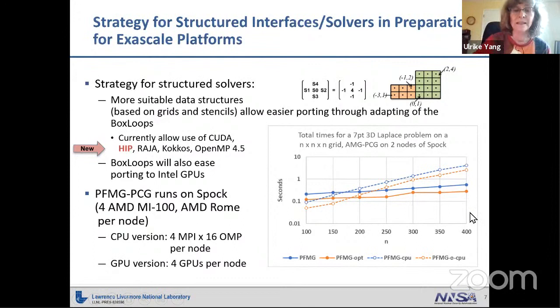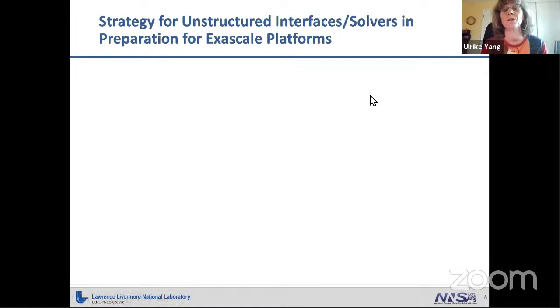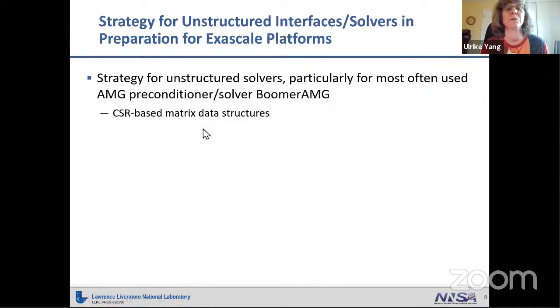That's actually all I wanted to say about the structured interface at this point, but I do want to move on now to the unstructured part, because that's the most used algebraic multigrid. So what was our strategy for that? One of the things is that we're dealing with a CSR-based matrix data structure, compressed sparse row, which has a lot of indirection, and so that's a little harder to deal with and not so nice and regular.